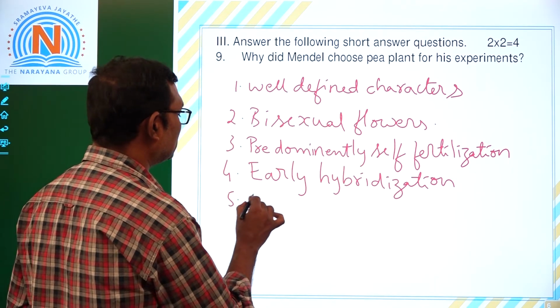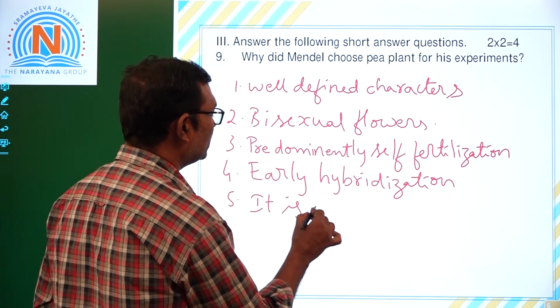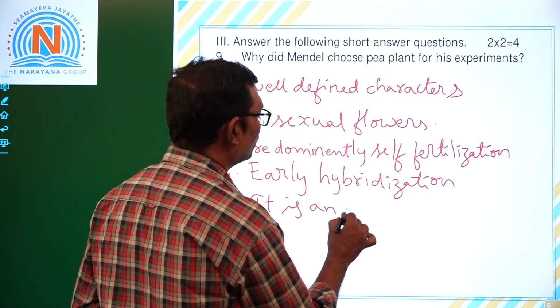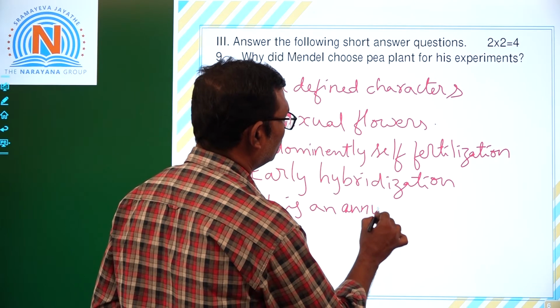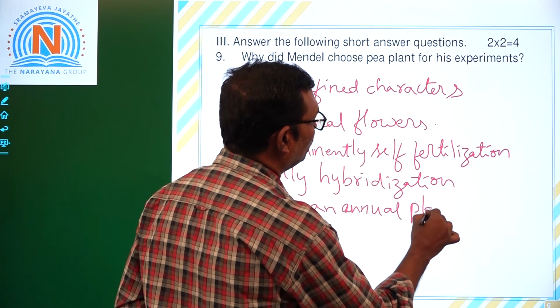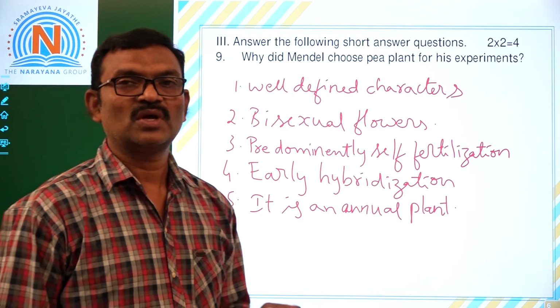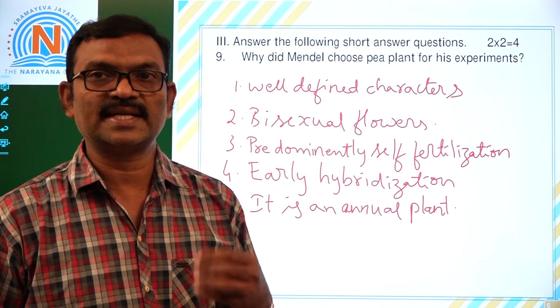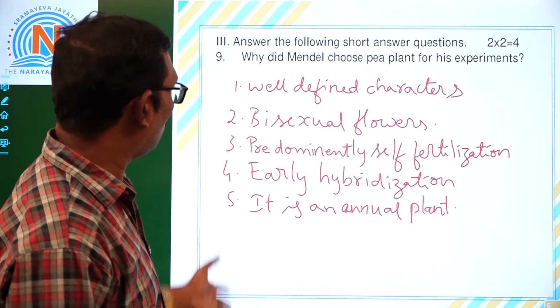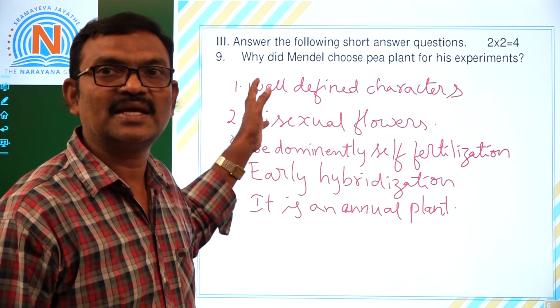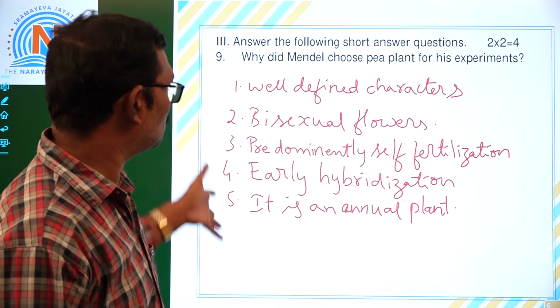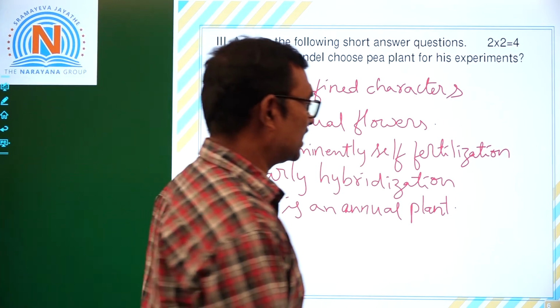Okay, last one, it is an annual plant. Only 1 year it lives. That's why it is easy for him to identify what changes take place in the plant. So these are all better characters in a pea plant. That's why he chose pea plants for his experiments.